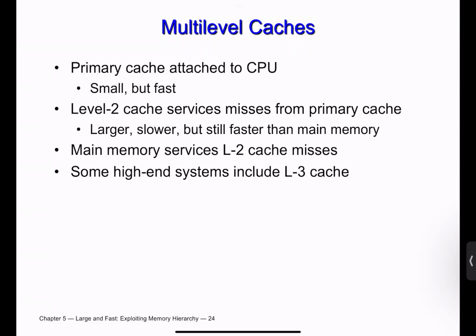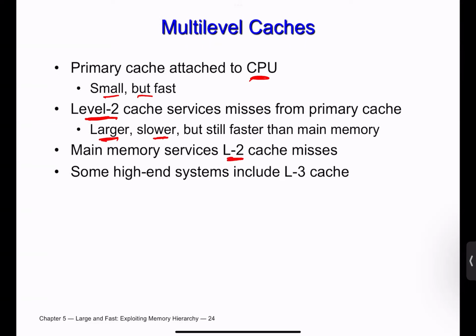So with these multi-level caches, of course, the primary cache will be attached to the CPU, small but fast. The level 2 cache handles whatever you miss from the L1 cache. You will go to the L2 cache, and that's why it will be larger, but it's not as fast as the L1 cache, so it's a little bit slower, but of course faster than the main memory.